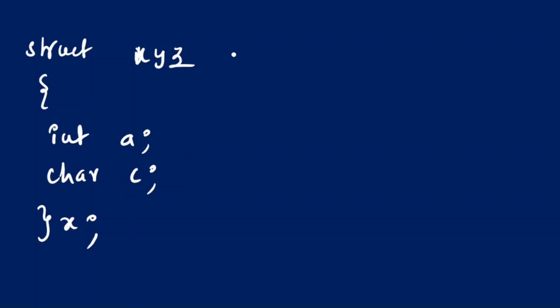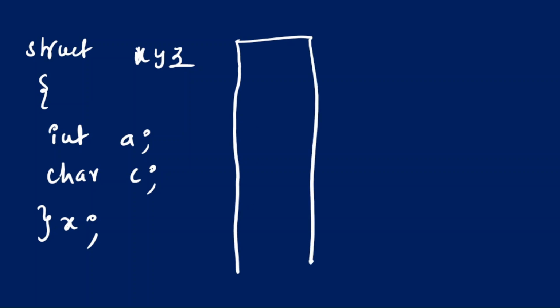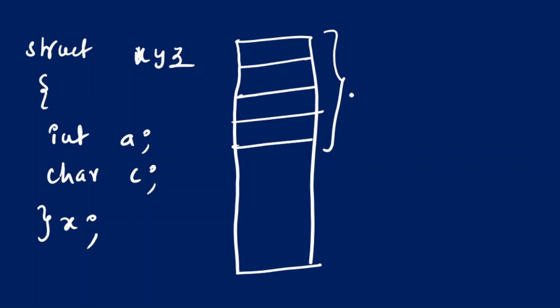Integer is going to take how many bytes? 4 bytes. Now, I'm taking the memory representation here. Assume that this is the memory. This is the first byte, second byte, third byte, fourth byte. So this is allocated for the variable A, and this is the next byte. This is allocated for the variable C. How many bytes? First A 4 bytes and C 1 byte. Total how many bytes? Total 5 bytes.